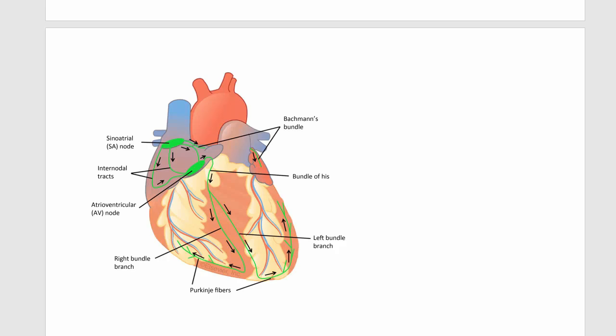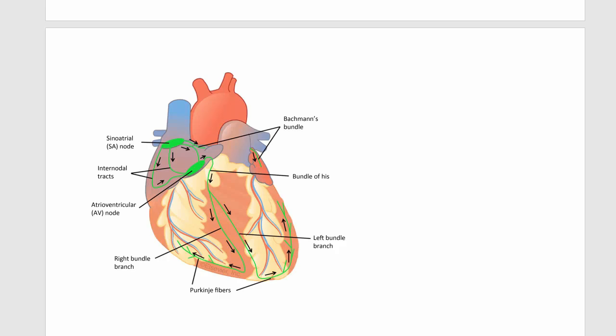The SA node serves as the heart's natural pacemaker, so this generates rhythmic electrical impulses, and that's what initiates each heartbeat. So the electrical impulses generated by the SA node spread through the atria, which causes them to contract and push blood into the ventricles. And then you have the atrioventricular node here. So this is located at the lower part of the interatrial septum. And the AV node acts as a relay station for electrical impulses.